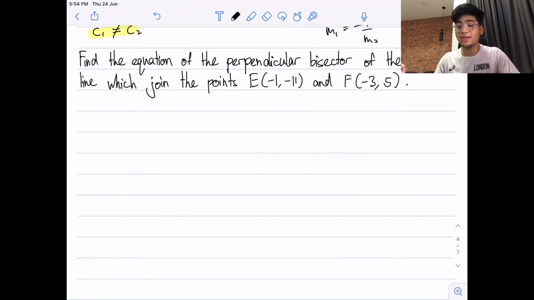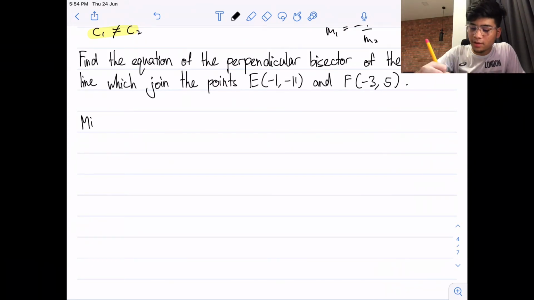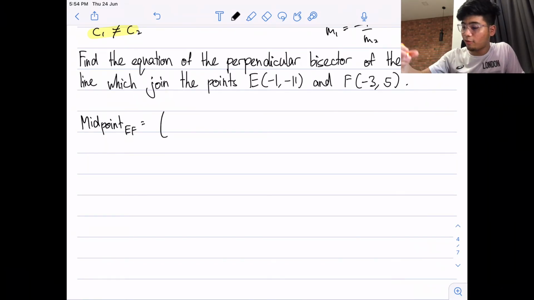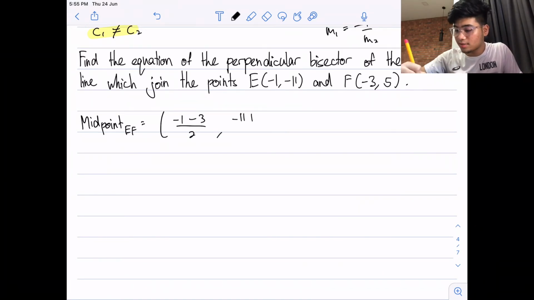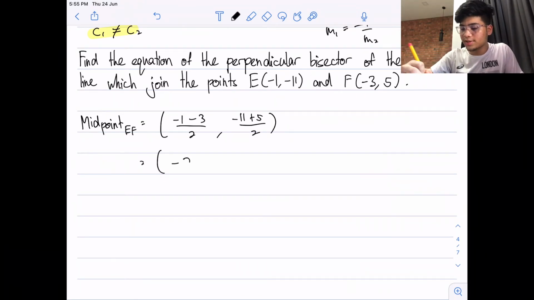So when we have E and F here, you can't just choose some random point. You have to find the midpoint of EF. So let's use that midpoint formula. So -1 plus -3, right? So that's -4 over 2. And then there's -11 plus 5 over 2. So our midpoint is -2, -3. There you go.